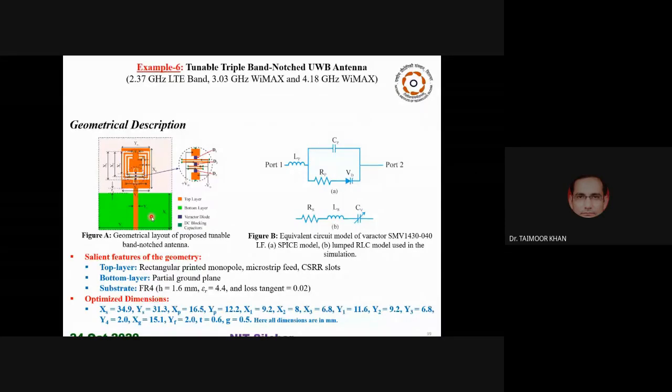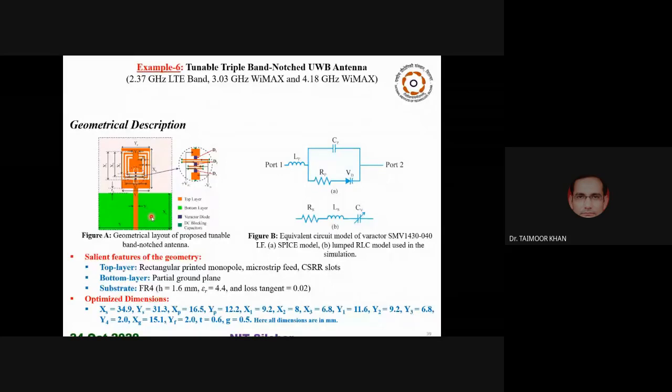That's fine. That effect is to be analyzed at the time of simulation. That is there, definitely. In this paper, that analysis is there. We have designed... Ultimately, if you are going to mix DC with AC, then definitely some problems will come.